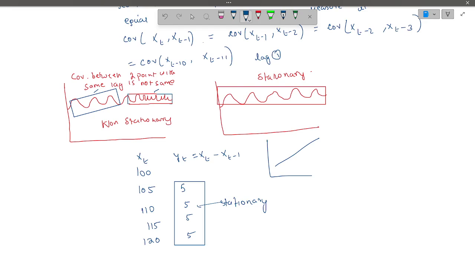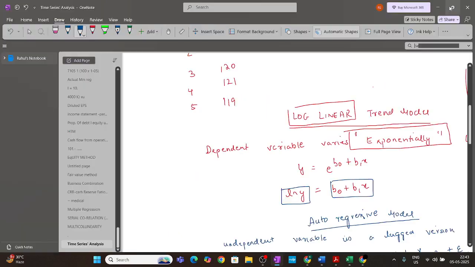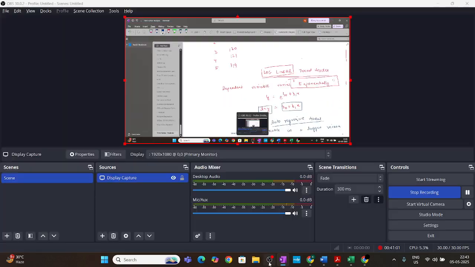So for your AR model to be useful, we should run it on a time series which is stationary and not non-stationary. If we run an AR model on non-stationary data, then that AR model is going to be of no use. ठीक है guys, is it clear अभी तक? कोई प्रॉब्लम है guys, any problem? No, sir.